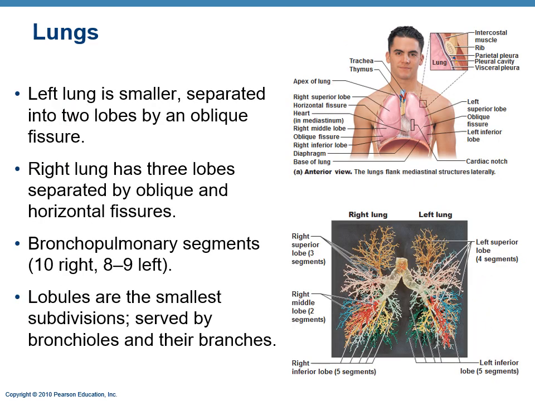The left lung is smaller, separated into only 2 lobes by an oblique or diagonal fissure. The right lung has 3 lobes, separated by both an oblique and horizontal fissure. The bronchopulmonary segments are 10 in the right lung, which is larger, and between 8 and 9 in the left. Lobules are the smallest divisions and are served by bronchioles and their various branches.